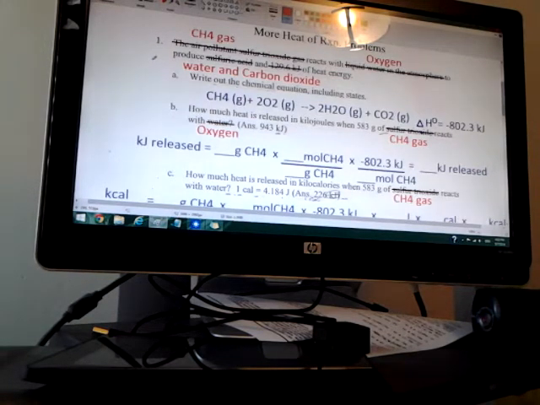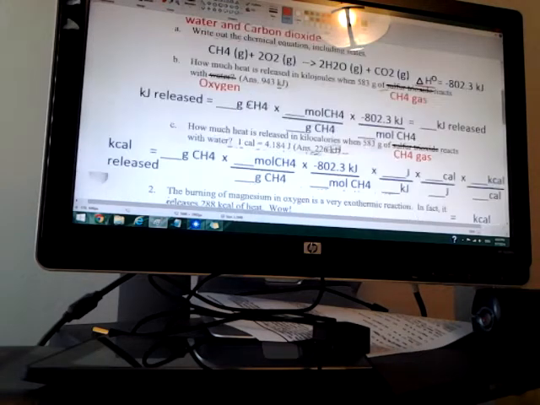So this is number 1, and it pretty much follows number 3, because in number 3 we found the specific heat, or the change in heat of this exact reaction here. I just changed the words, so it's the same. It's the same combustion of methane. So part A, you write out the chemical equation. You can do that. And in part B, you have to find the heat that's released in kilojoules when you have however much of CH4 gas, or whatever your reactant is, right?